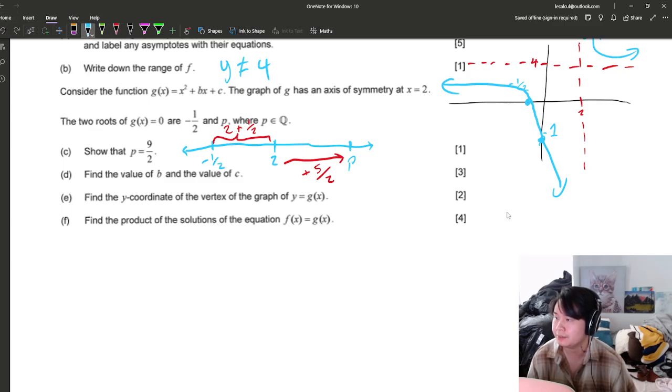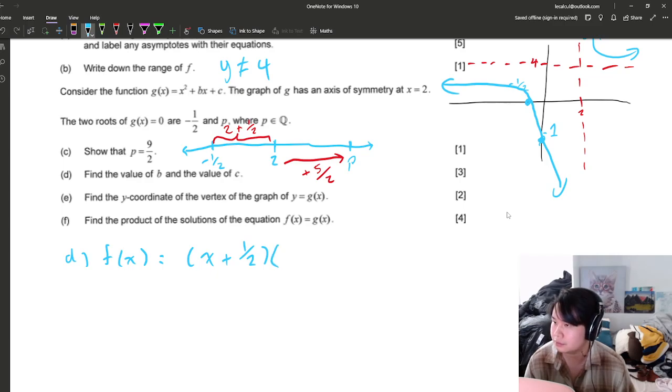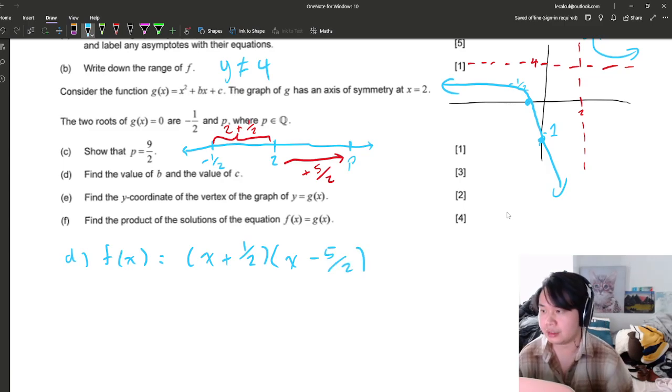for D, because we know what the 2 roots are, we can write this in factored form. Like this. We also know that the a value is 1, so we'll just leave it like this.